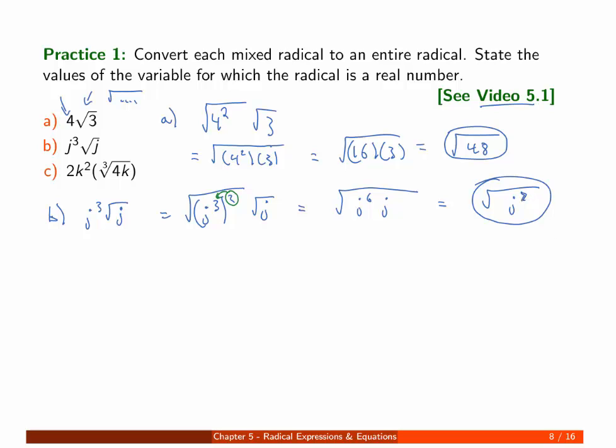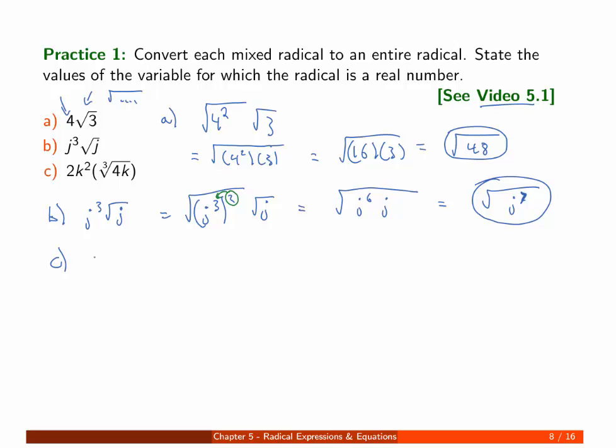And this is a 7. Okay. So far so good, hopefully. And then taking a look at b, we have 2k squared times cube root 4k.